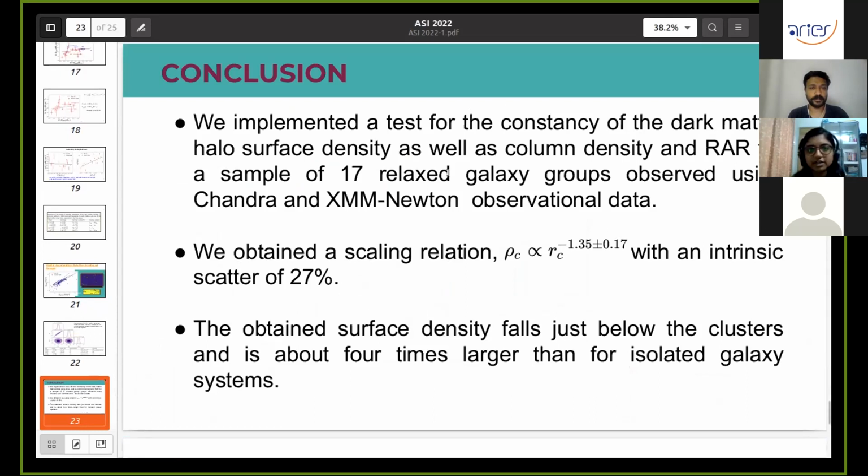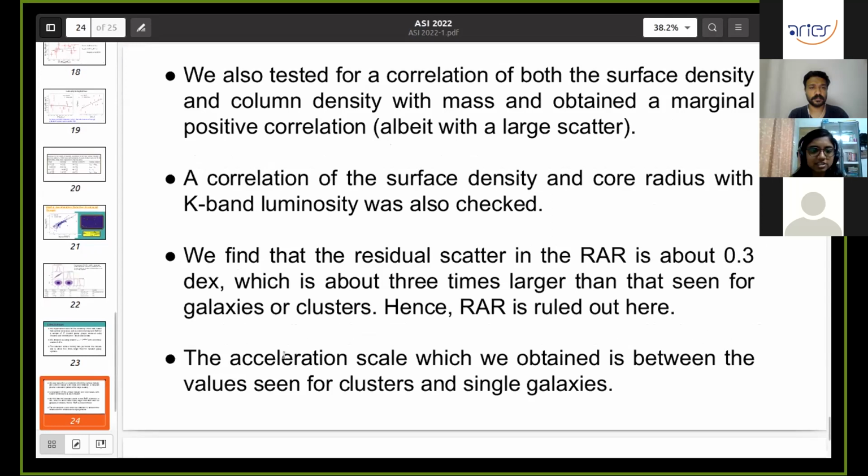We have implemented a test of constancy of dark matter halo density as well as column density and area for this galaxy group sample. We found that this surface density falls just below the clusters and is about 4 times larger than for isolated galaxy systems. Similarly, the RAR is not valid in this case, it is ruled out. And also the acceleration scale which we obtained is between that seen for clusters and single galaxies.